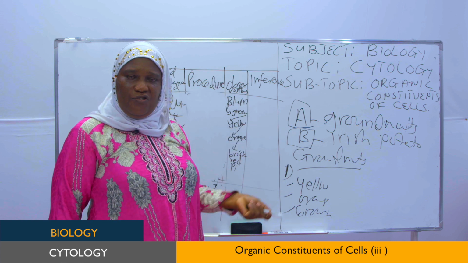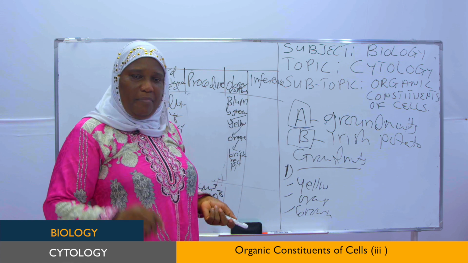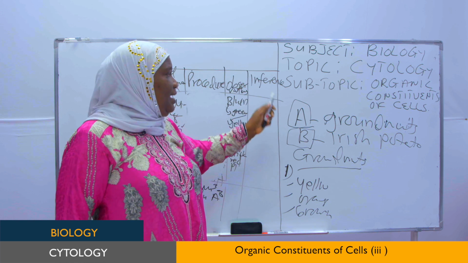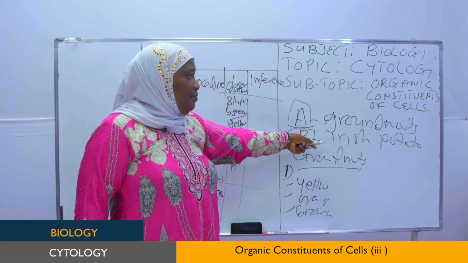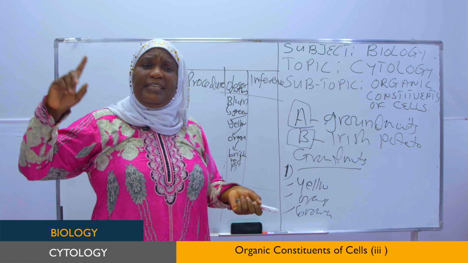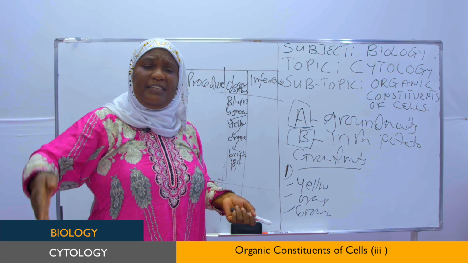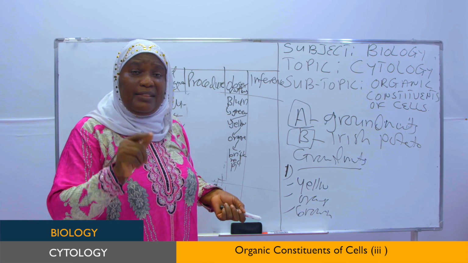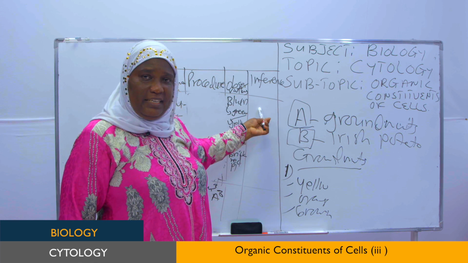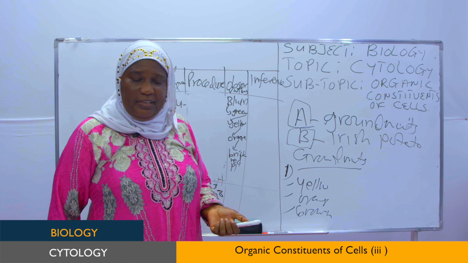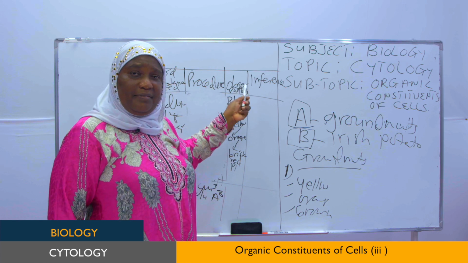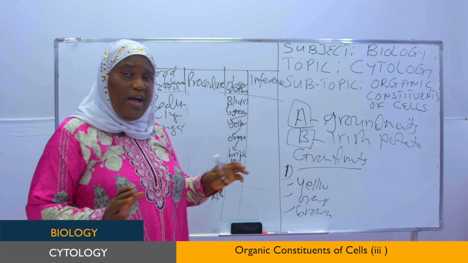Inference: reducing sugar is present. I think you remember why we are using the present tense there. I said if it is groundnuts and you find out that there is reducing sugar, for example, even if another scientist comes after 20 years, that scientist will still get the same results. That is why there is no need of using simple past tense, but it is better to use simple present tense. Clear?